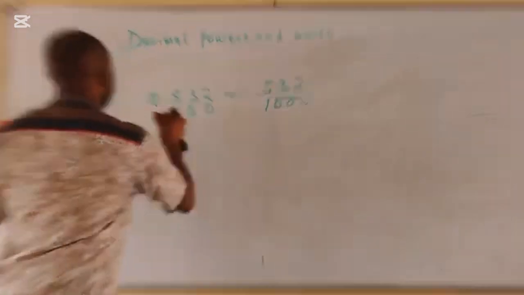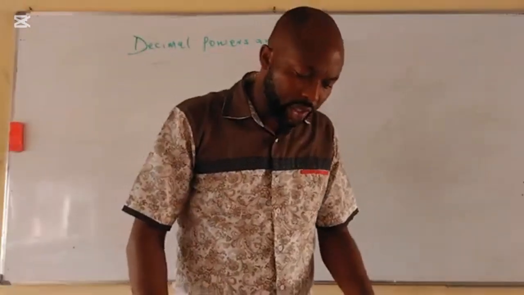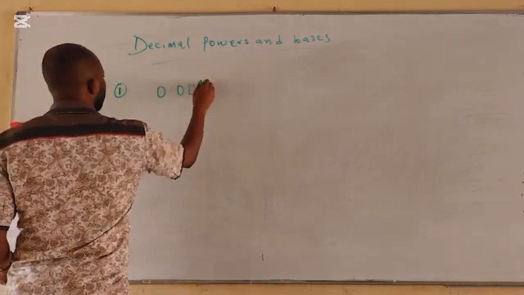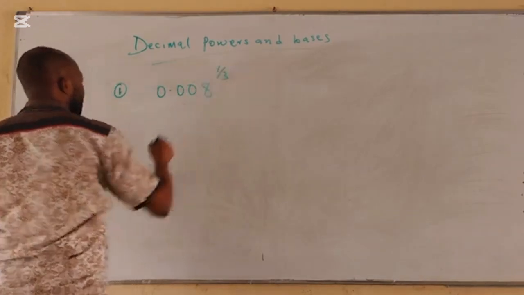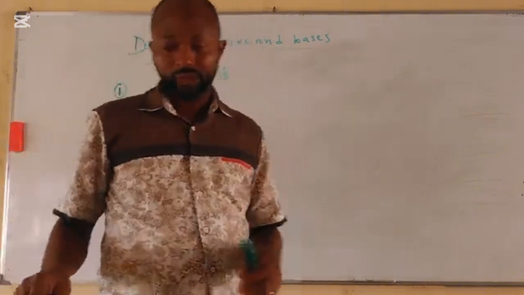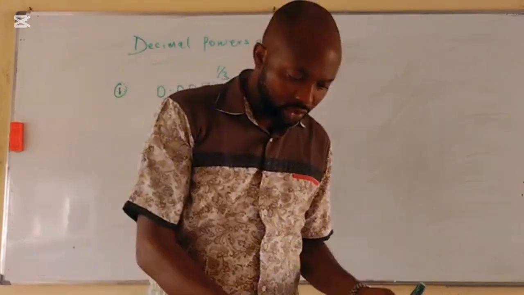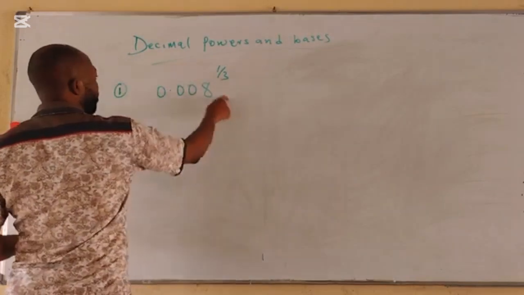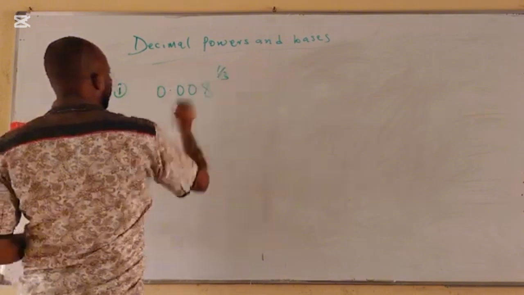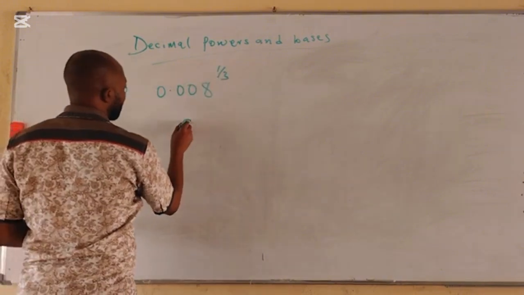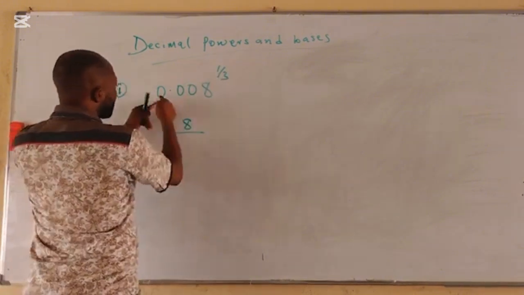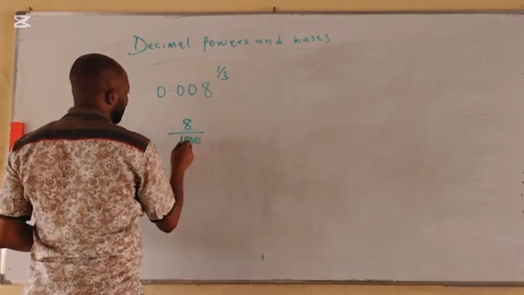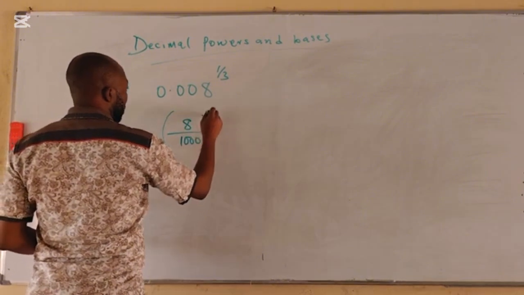First question: 0.008 raised to the power 1 over 3. First I have to convert this into a fraction before I can apply the power. So this is 8 over 1000, raised to the power 1 over 3.